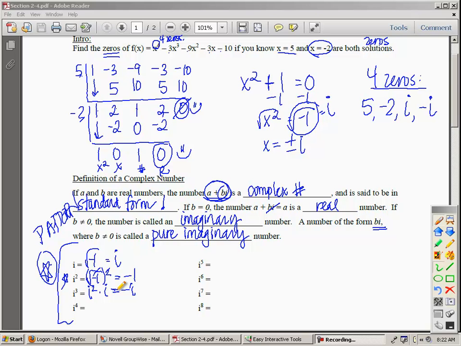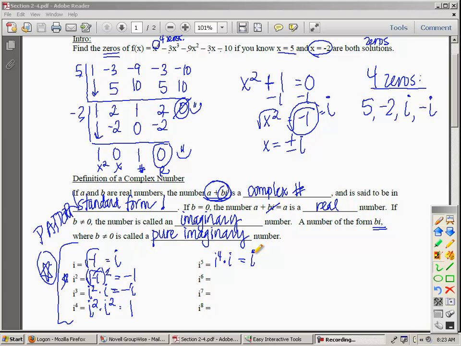And i to the 4th is like an i squared times an i squared. -1 times -1 is a +1. And these 4 will continue to rotate around and around. So i to the 5th is basically i to the 4th times another i. Well, i to the 4th is 1. 1 times i is just i.